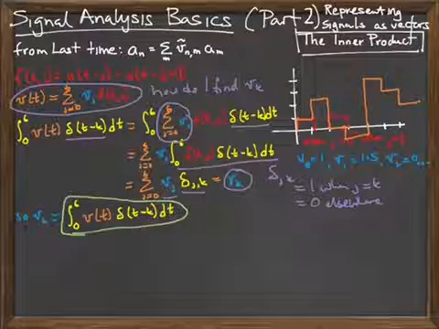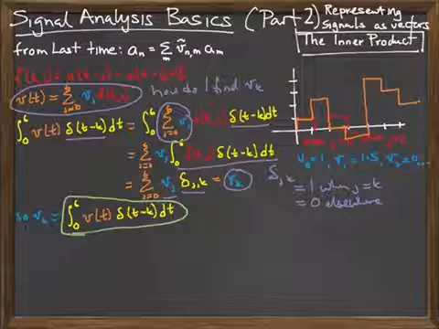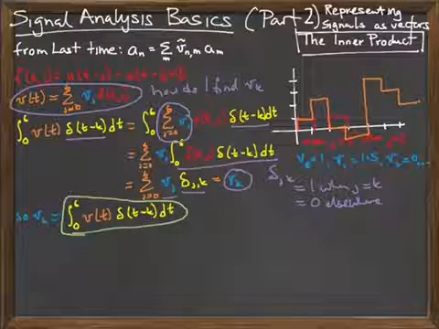So now we've been able to find any v of k with respect to our original function v of t. So if we wanted to find the first element, knowing what v of t looks like, then we multiply it by this function. We multiply v of t by this function over here, and what we get is the answer, v of 1.